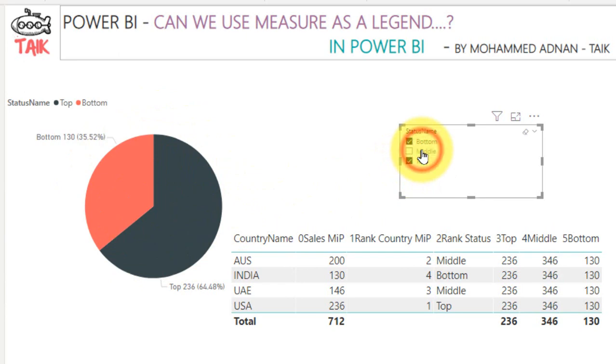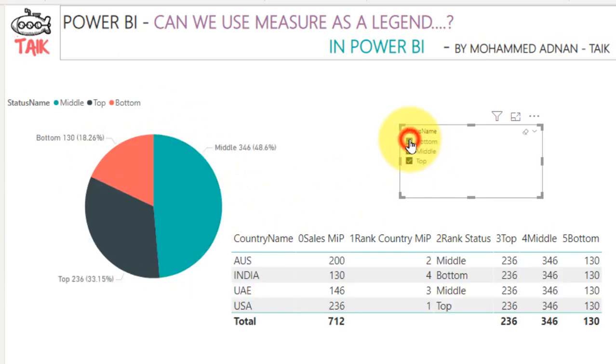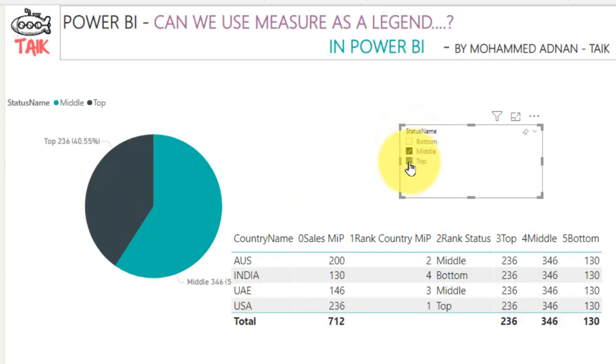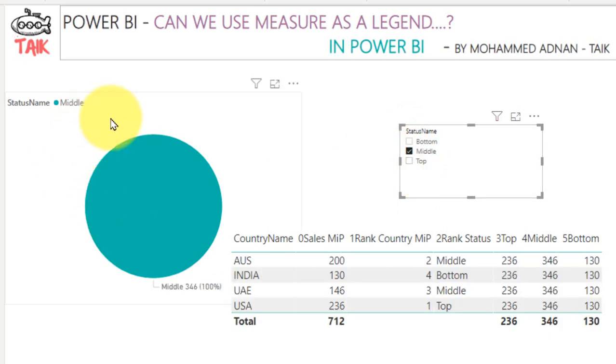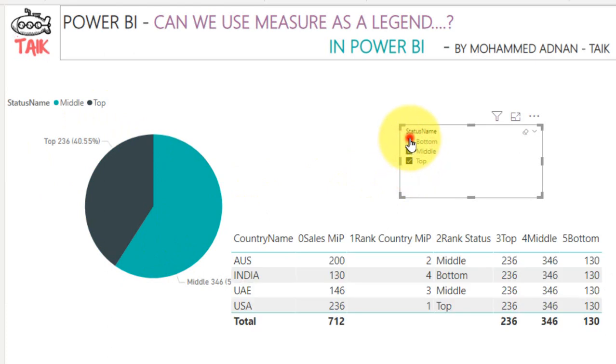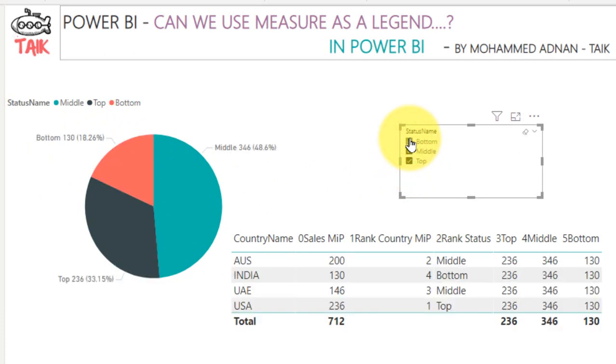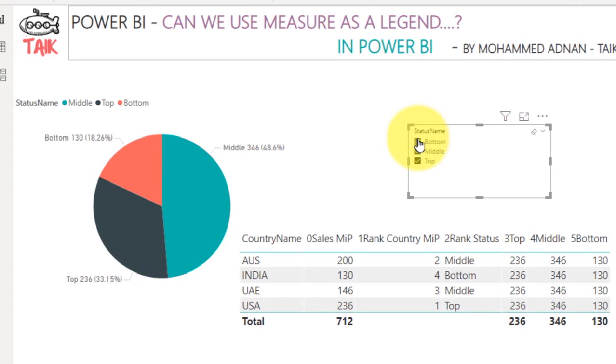And if I tick it again and remove the bottom as well as the top, then it is showing only the middle value here. So this will be really helpful for the end users so they can extract the data based on the selection. Now let's have a look at the details of how it actually works.